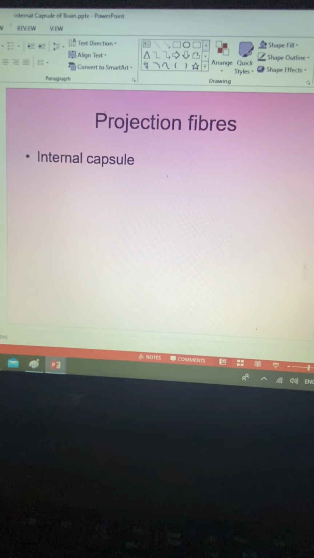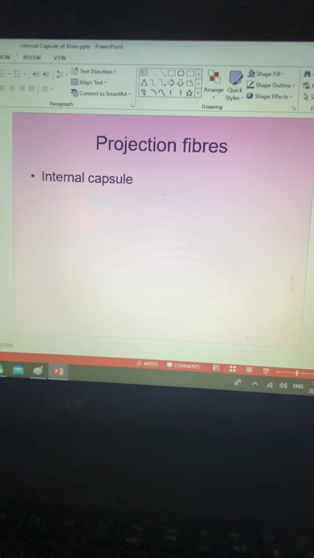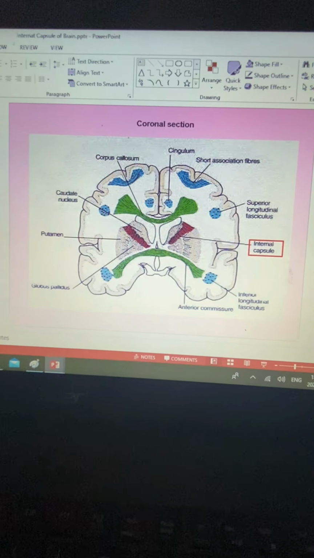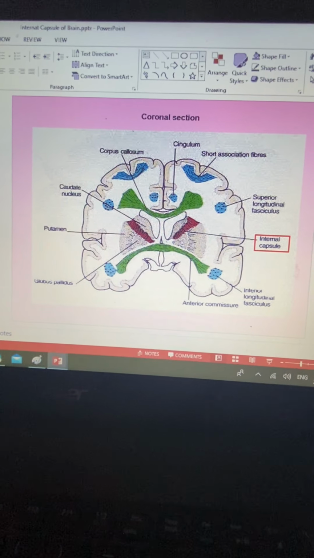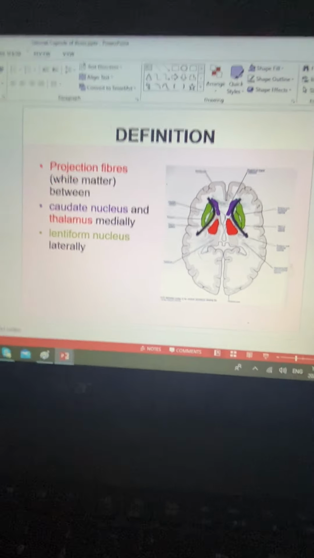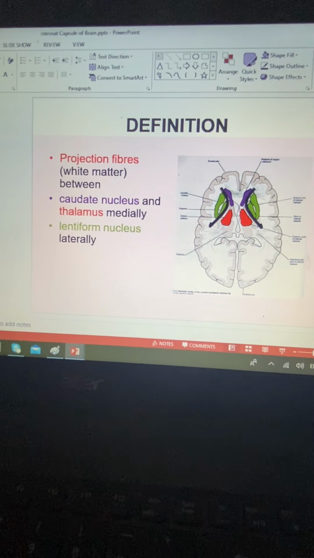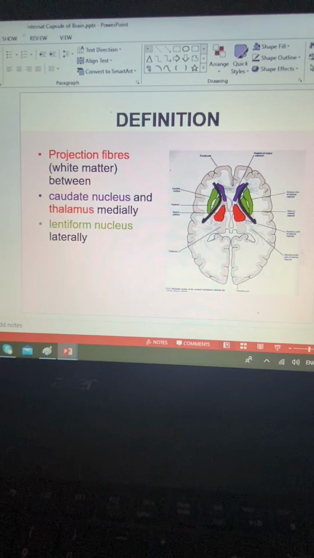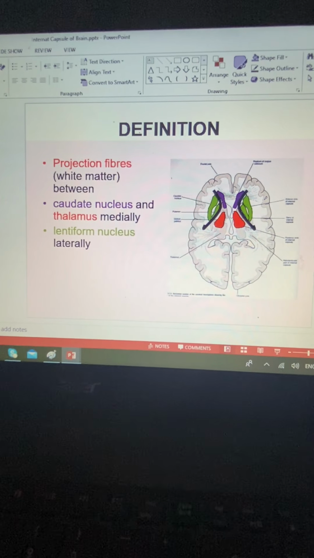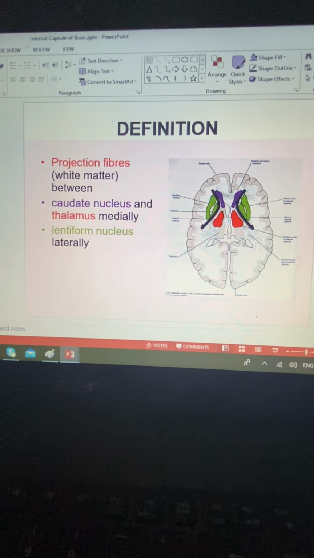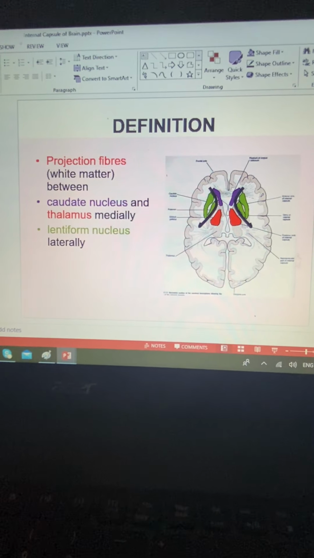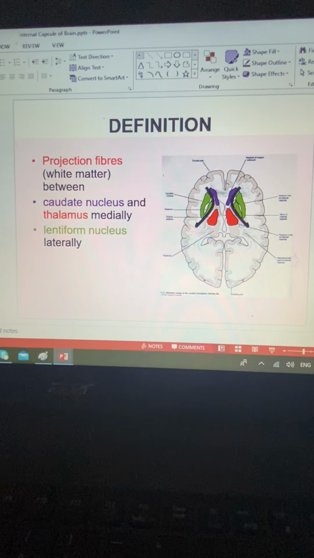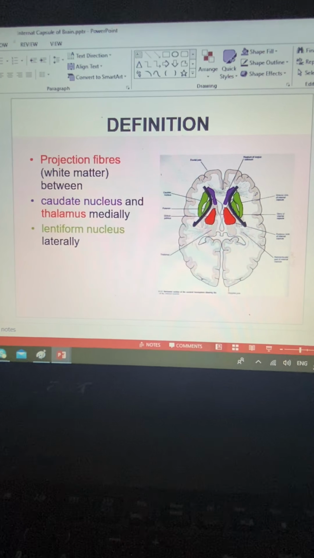So the most important are the projection fibers. The projection fibers consist of the internal capsule, right? What is the definition of the internal capsule? The internal capsule consists of projection fibers, which are myelinated nerve fibers, white matter, between the caudate nucleus and the thalamus medially and the lentiform nucleus laterally.